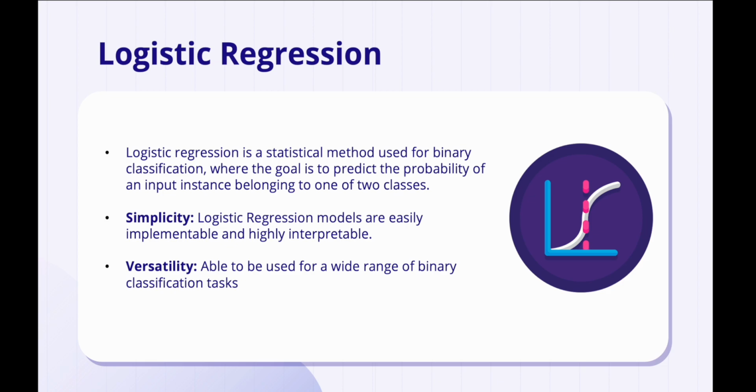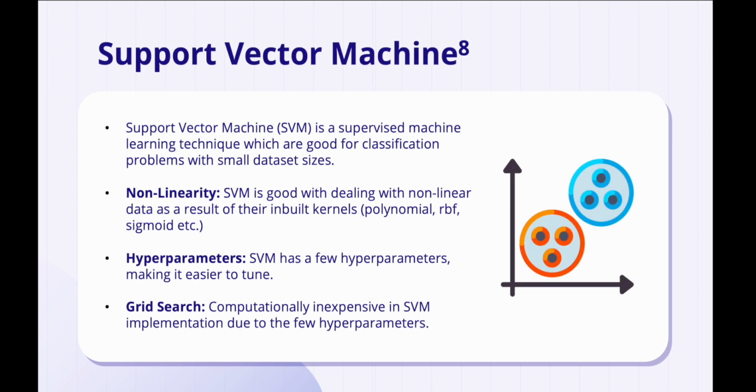The most complicated model we used was the support vector machine, which is essentially a model aimed at finding the hyperplane that best separates the features into different domains. SVM is used for smaller datasets as it takes too long to process, and this was applicable here as our dataset was relatively small. SVM is also excellent at dealing with nonlinear data as a result of their inbuilt polynomial, radial basis function, sigmoid, and other various kernels.